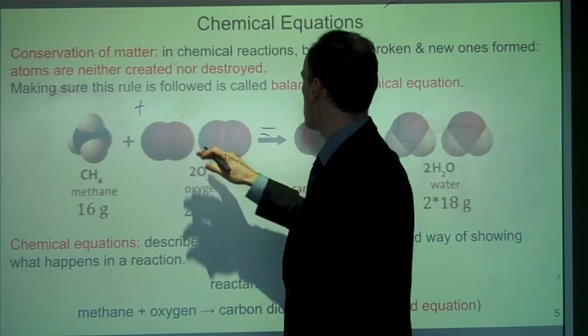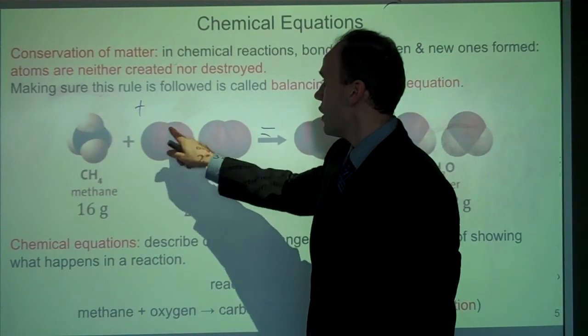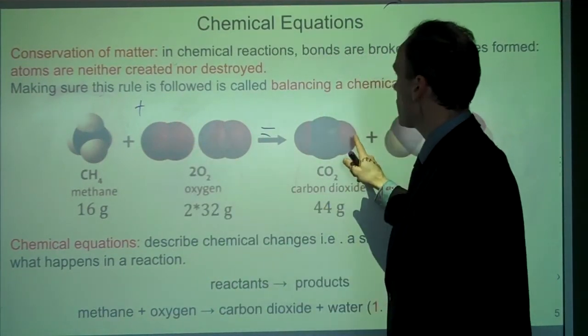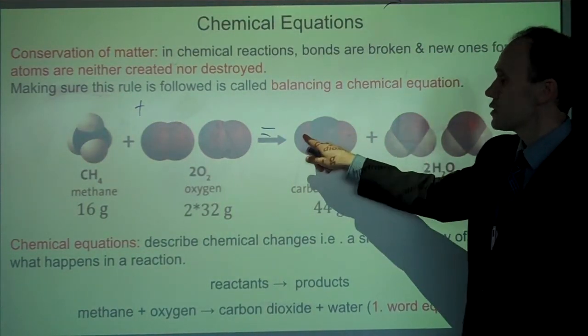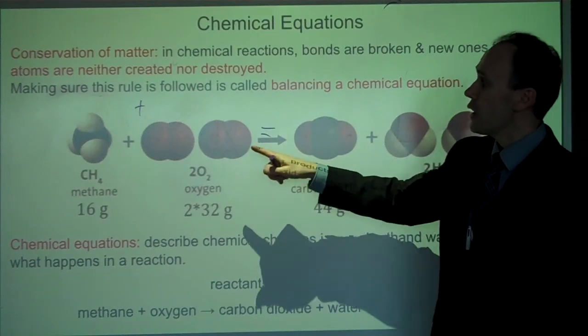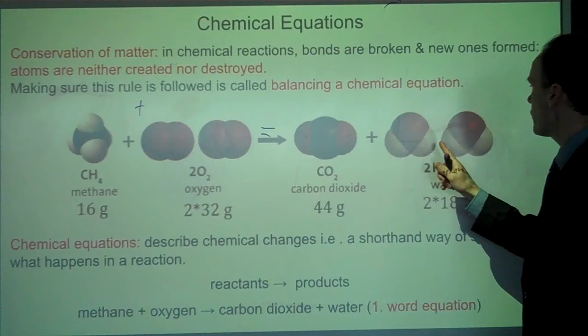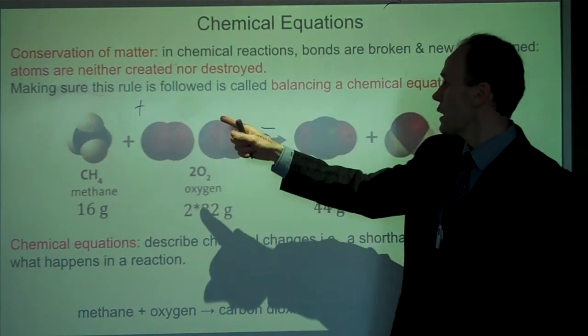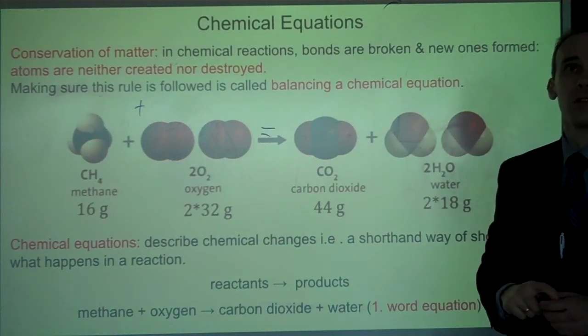1 methane, 2 oxygen, 2 oxygen consisting of 4 oxygen atoms. If I look over here, there is an oxygen atom, 1, 2, and oxygen atoms here, 3, 4. I have in methane 4 hydrogens, the little white ones, and I have 4 hydrogens. I have 1 carbon, 1 carbon. That is a balanced chemical equation.